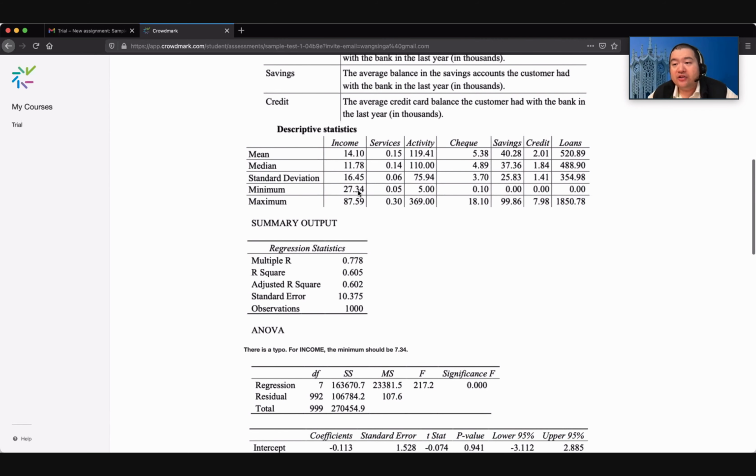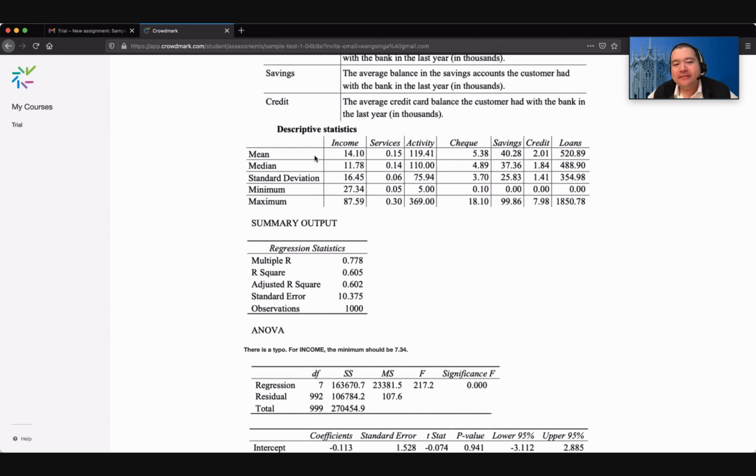The minimum shows the smallest number, right? And the maximum is the maximum number. Okay, here is a typo. It's not 27.34. It's 7.34. Of course, the minimum will not be more than the mean, right? So it doesn't make sense.